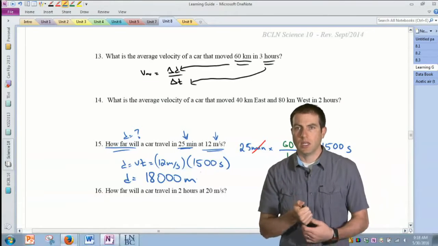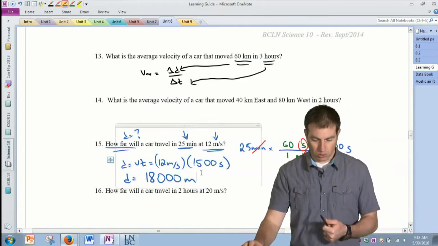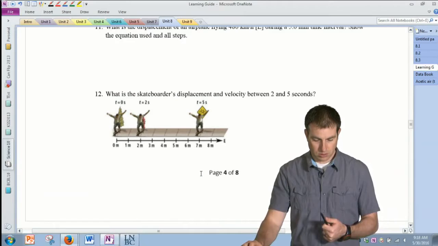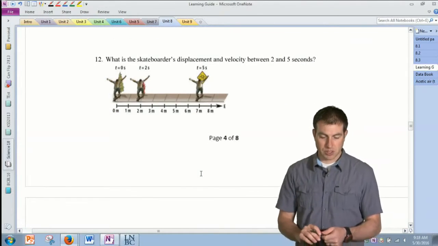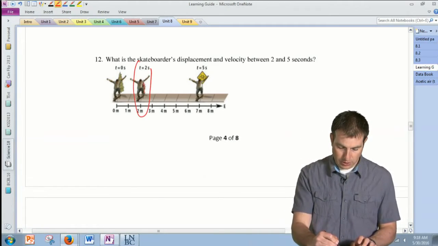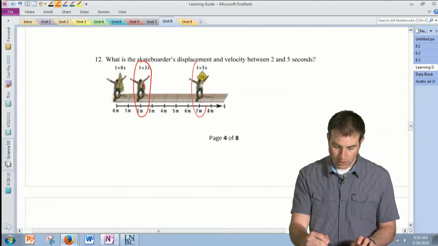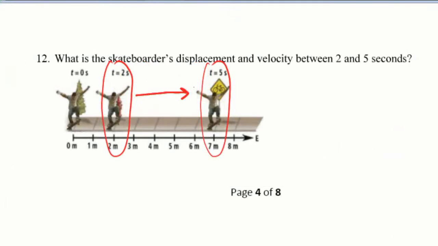Hopefully that helped. Number 12, page 4. Displacement is change in position between 2 seconds and 5 seconds. So here we are at 2 seconds, and here we are at 5 seconds. So this guy went from here, moving across to there. So at 2 seconds, he was at 2 meters, and at 5 seconds, he was at 7 meters.